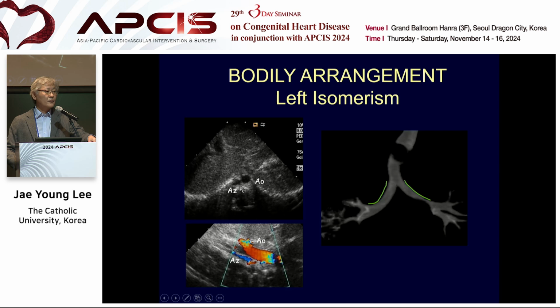The vein is slightly posterior, and the sagittal section shows the descending aorta and some venous drainage. This is the azygous vein. In this case, there is an IVC interruption with azygous continuation to the SVC. This is left isomerism. The CT scan of this patient also shows bilateral long main bronchi. This is left isomerism.